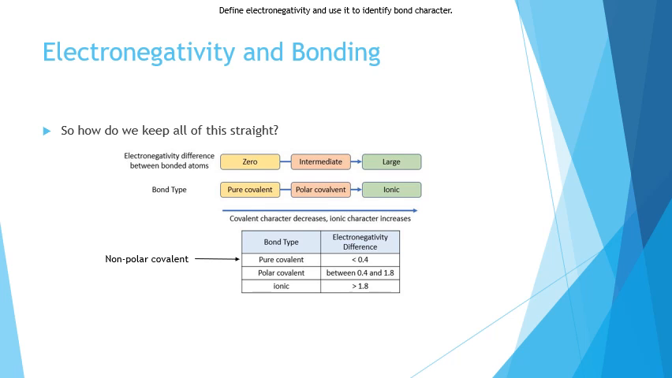If the difference is somewhere between 0.4 and 1.8, that's when we have a polar covalent bond. That's the example we just looked at before, where the electrons are not being shared equally, where one atom gets more electron density than the other, causing us to have those partial charges. And then if the difference is greater than 1.8, that's when we get the ionic bonding. Whenever we have a difference so great that we say the electrons aren't shared anymore, they're transferred, and we get those full positive and negative charges.